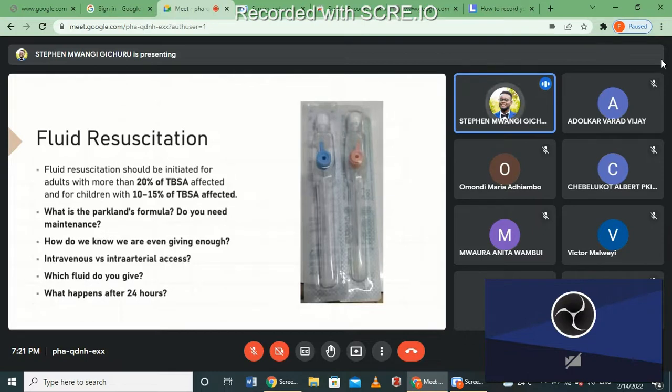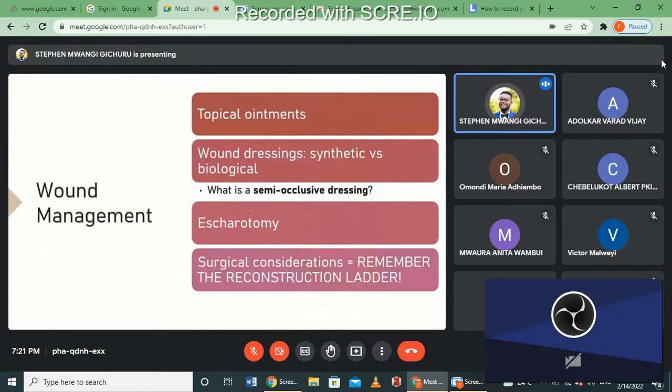It depends on how the patient is doing. But most of the time, they will by now be in a situation where they can take orally and they don't need IV drugs. But fluids are a must. So you need to know how much output they're actually offering. The last part of our talk today is wound management. So you have topical ointments, you have dressing, synthetic versus biological. Let me put the picture of a fish.